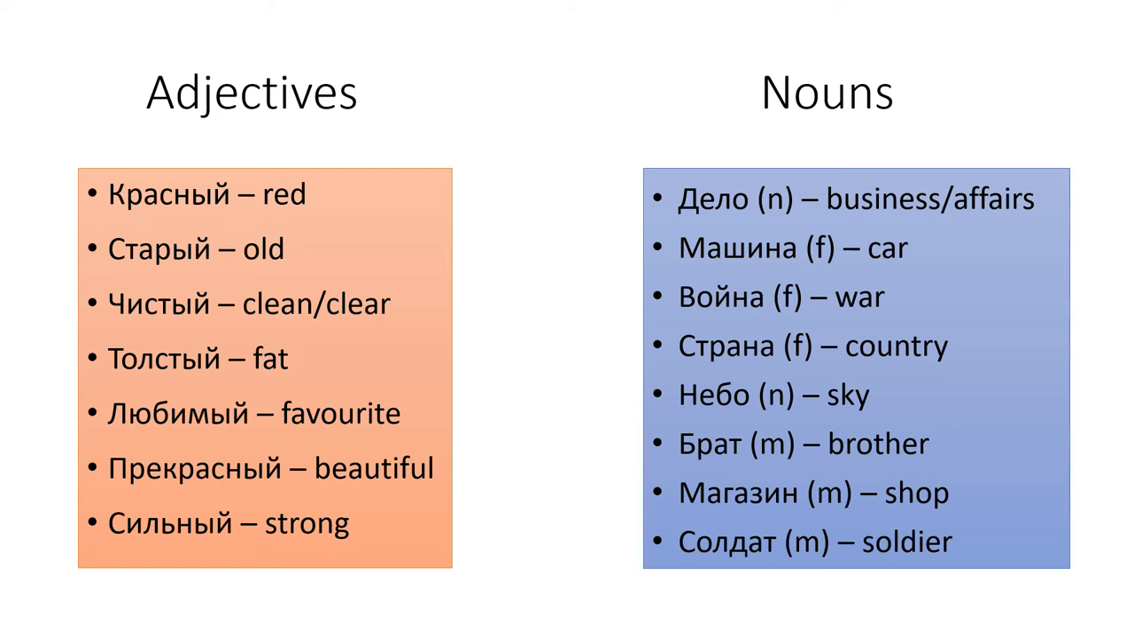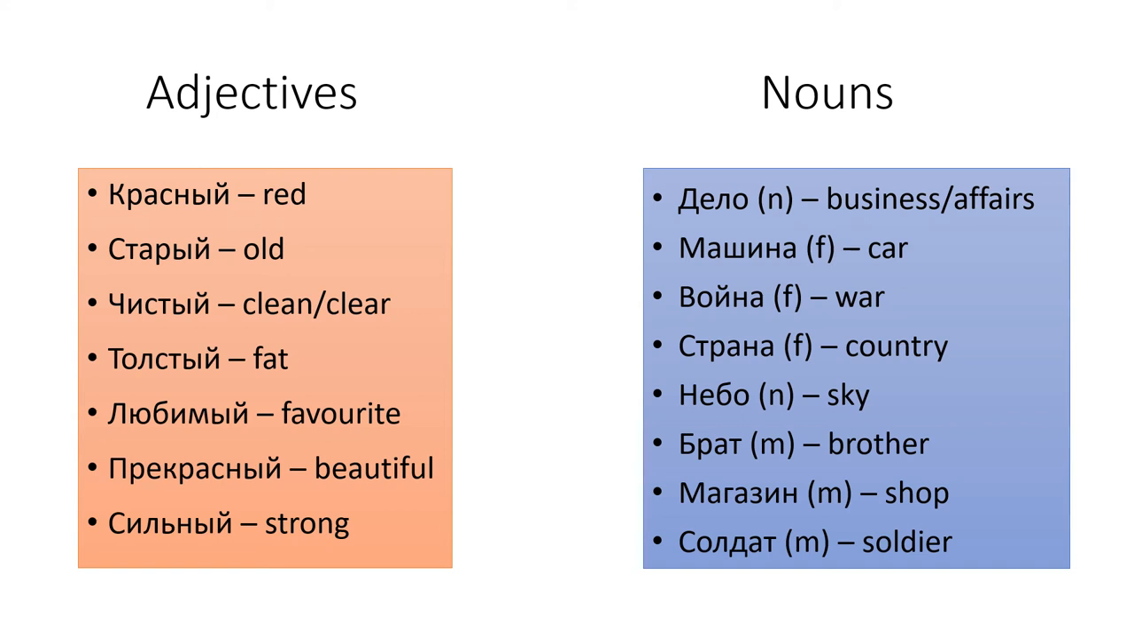Okay, onto the nouns. We've got дело, meaning business or affairs. You might be familiar with the common greeting как дела, meaning how are your affairs, basically. Дело. Then we've got машина, meaning car. Next up it's война.